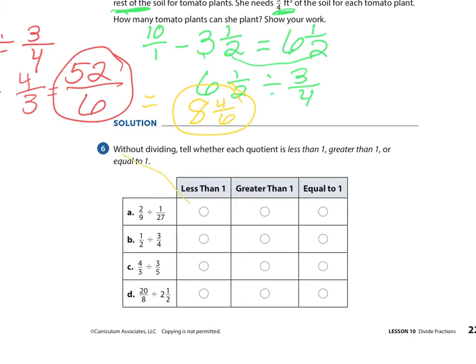Okay, I'm going to have you skip number 6. We don't need to focus on that one. That one's not as important to me as some of the other ones that we need to do. So you can skip number 6.